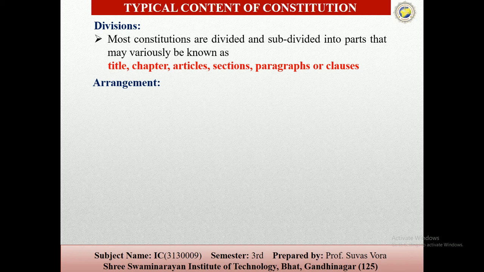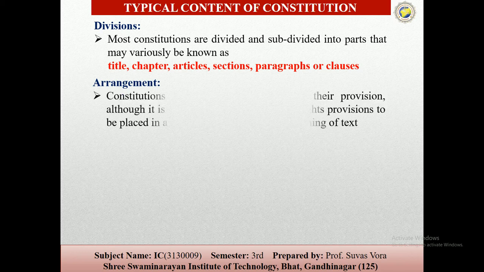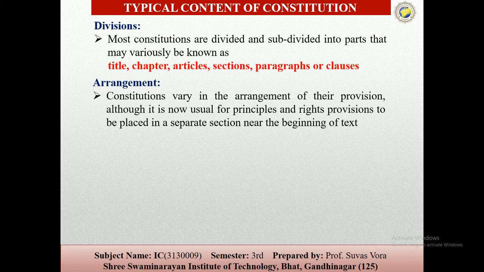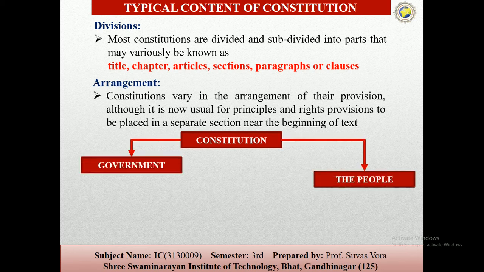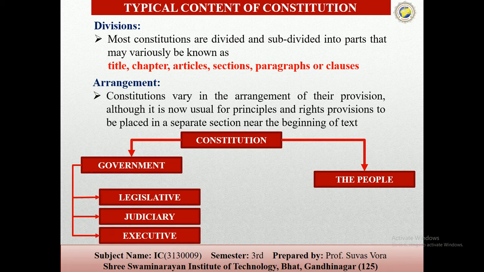Now they are arranged in a particular format. So the constitutions vary in the arrangement of their provisions, although it is now useful for the principal and the right provisions to be placed in separate sections near the beginning of the text. So constitution is connected between two purposes, one connected with the government and the other with the people. So government is divided into three main activities: the legislative, judicial and executive.